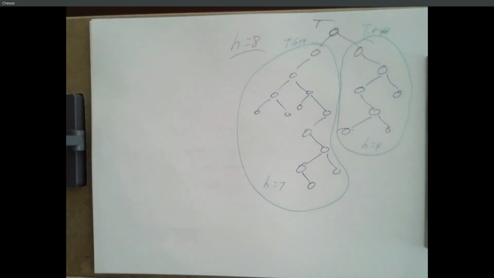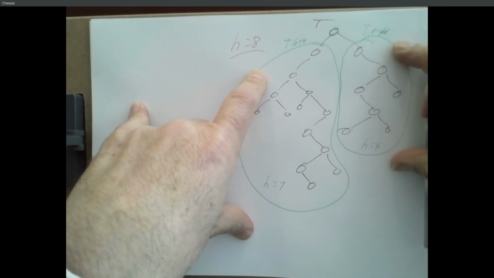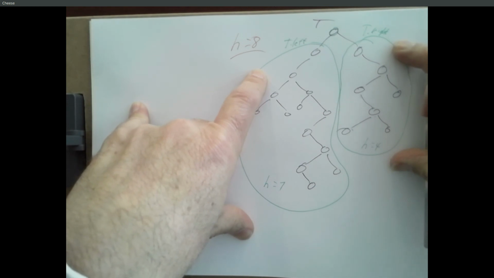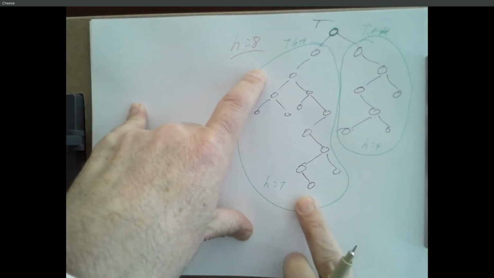What's the height of the entire tree relative to those 2 heights? I've got a 7 and a 4. How do I get an 8 out of those? Height of the largest plus 1. The height of the largest plus 1. Because whichever one of these is taller, has a bigger height, that contains the deepest node. And if I include the root, the depth of that node goes up by 1.